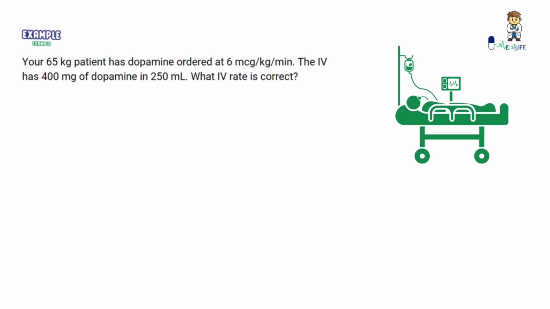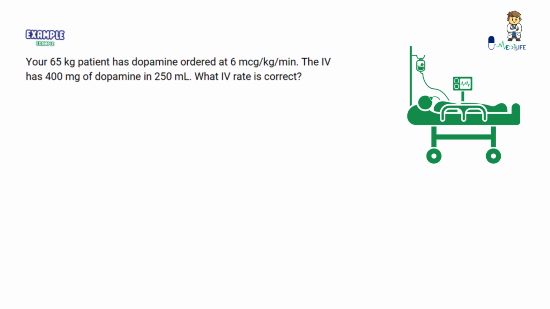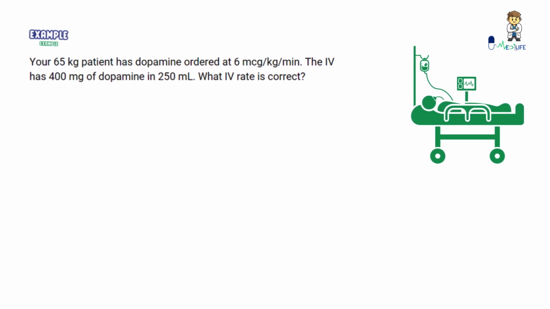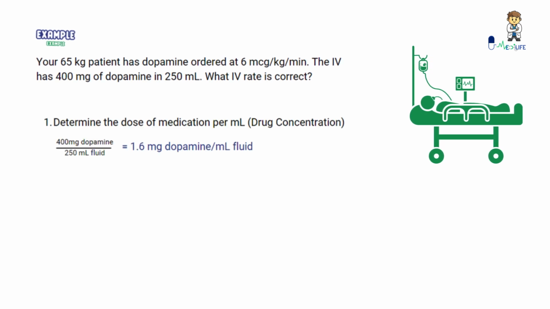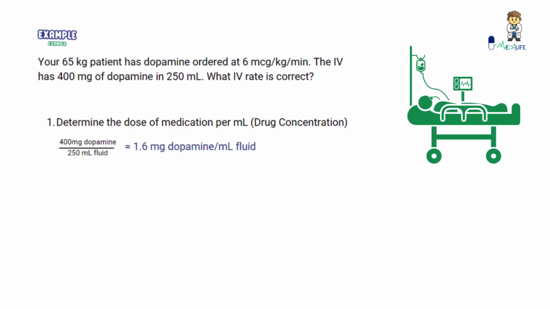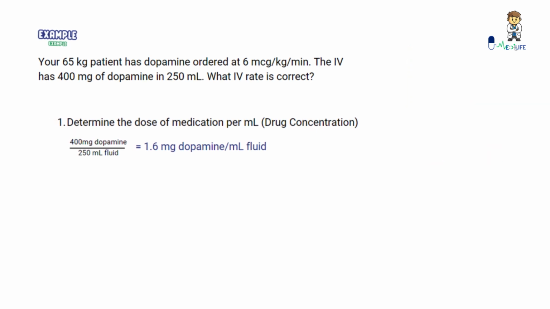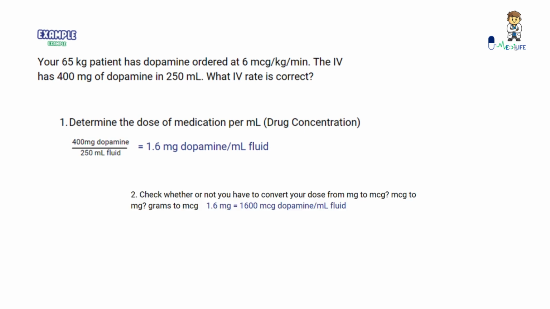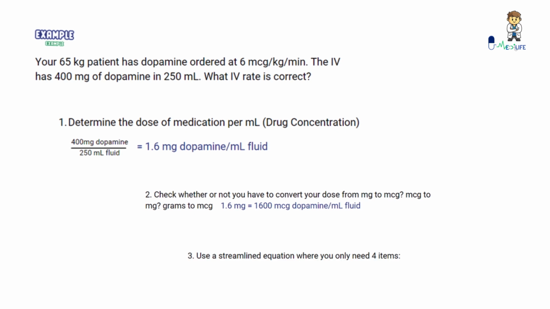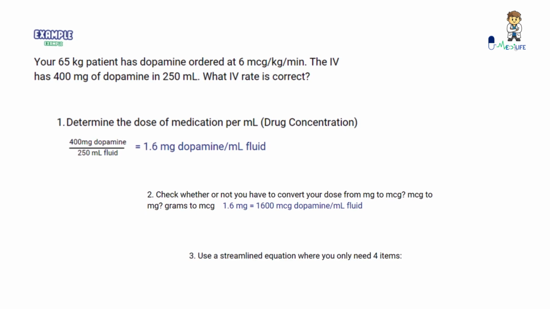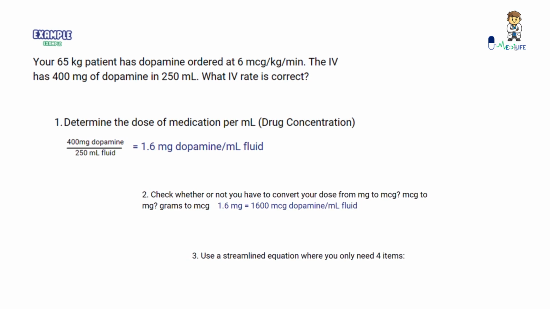Let's take this example and see how it should be solved. Your 65 kilograms patient has dopamine ordered at 6 mcg per kilogram per minute. The IV contains 400 milligrams of dopamine in 250 milliliters. What is the correct IV rate? First, calculate the concentration, then make the unit conversions so that all units in the formula are consistent. Finally, insert the values into the formula to find your answer.